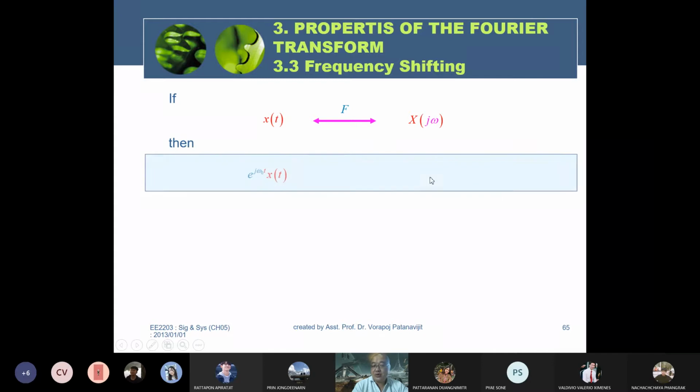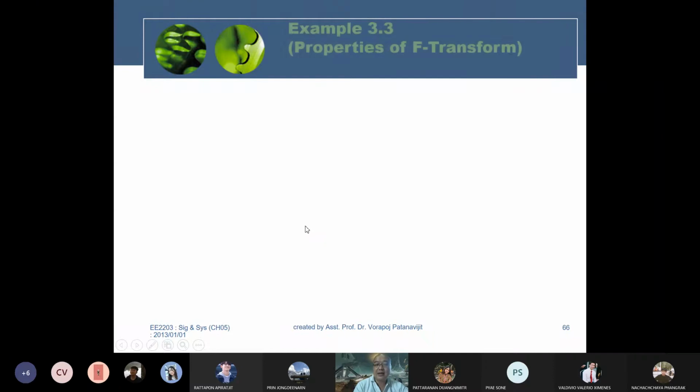Now in the reverse process, if you shift in the frequency instead, if you shift every omega by omega naught, you multiply the time function by the complex exponential e to the j omega naught t, where omega naught equals the frequency that you are shifting.